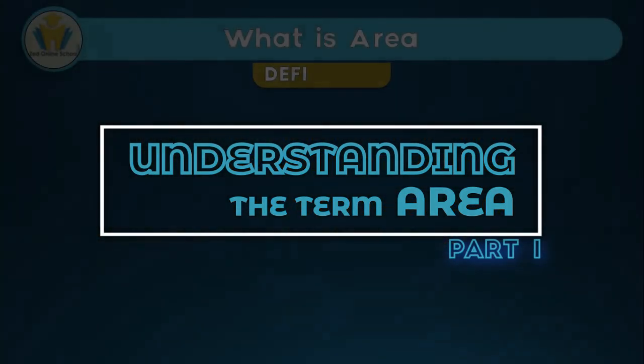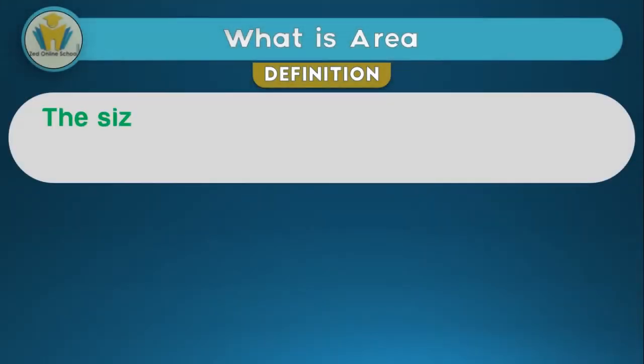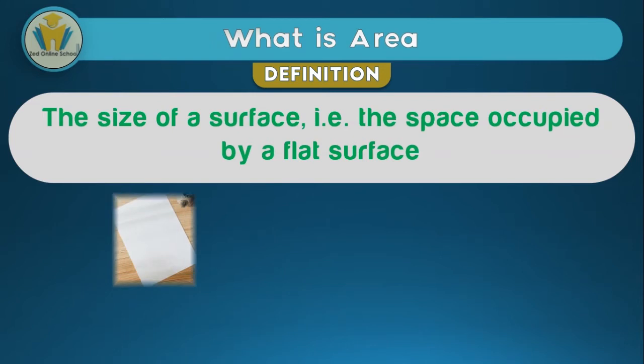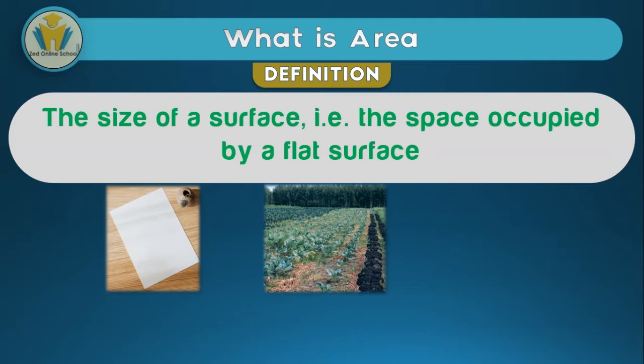We're going to define area. Area is the space occupied by a flat surface, or simply the size of a surface. So practically, it's that space occupied by a piece of paper when you put it on a table, or the space occupied by different crops that have been put on a piece of land.